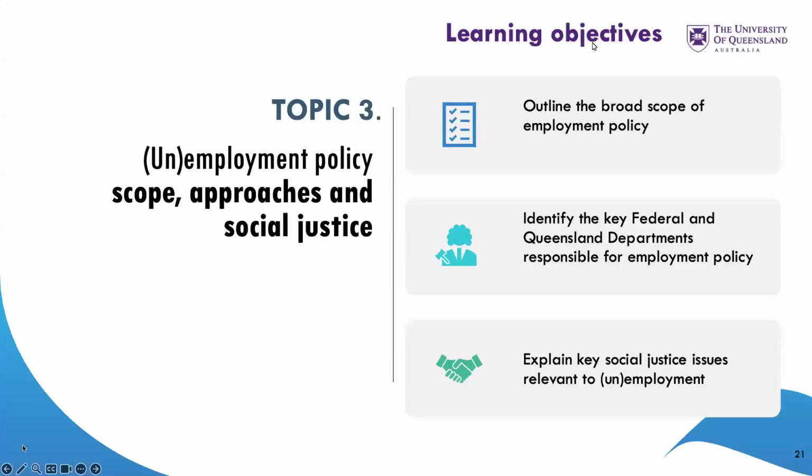So in this final workbook, we shall now look at employment policy, and try to consider the scopes and the approaches of employment policy. We shall later consider how employment and unemployment can be considered social justice issues. We shall start by outlining the broad scope of employment policy. We shall then try to identify the key institutional arrangements, and we shall speak briefly about how employment and unemployment can be regarded as social justice issues.